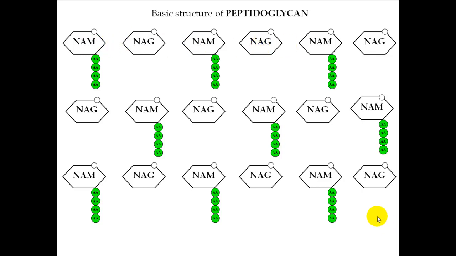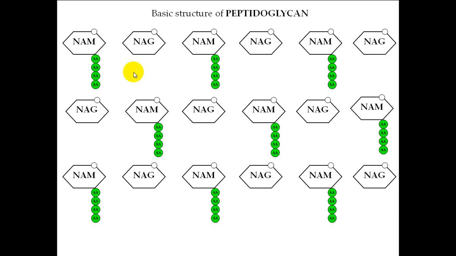Peptidoglycan is made up of a whole bunch of these sugar chains stacked on top of one another and attached to one another. One thing we should mention is that peptidoglycan is made of two different types of sugars. Specifically, it's the NAMs, the N-acetylmuramic acids, that have the short peptide chains attached to them. It's only the NAMs that have the peptides. The NAGs don't have a peptide chain attached.